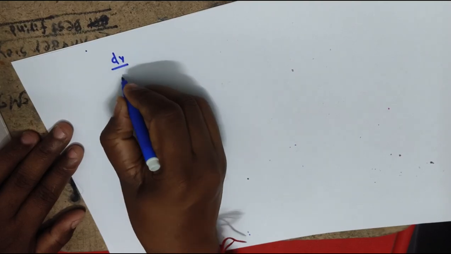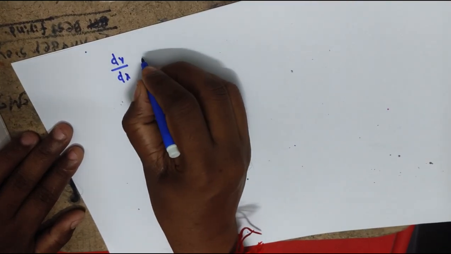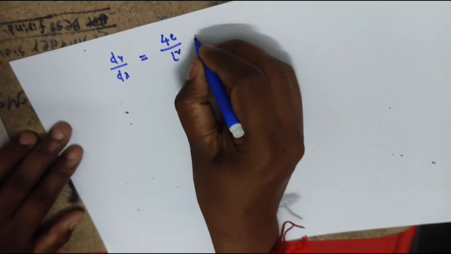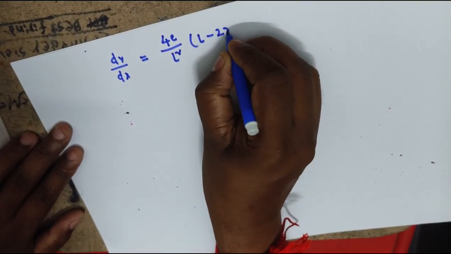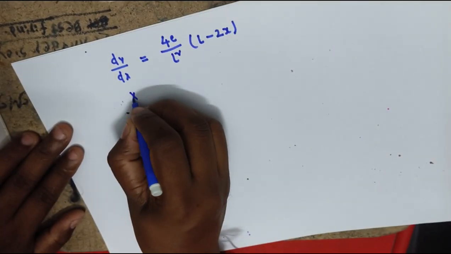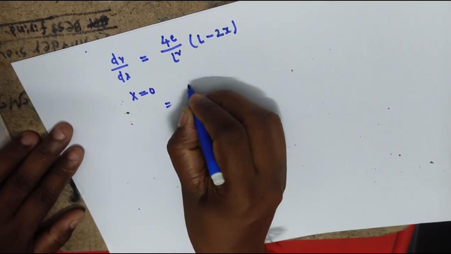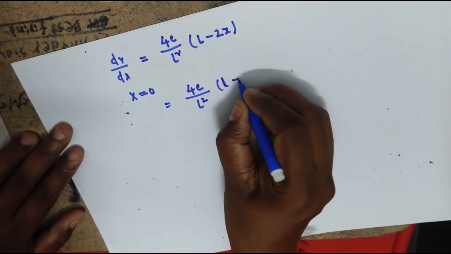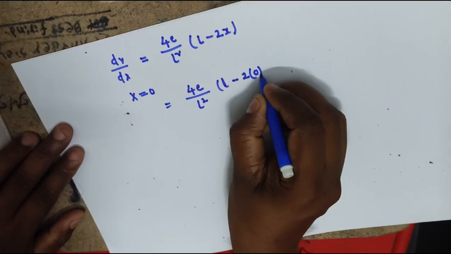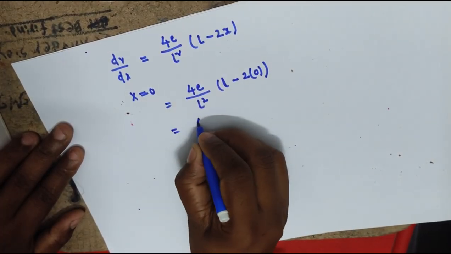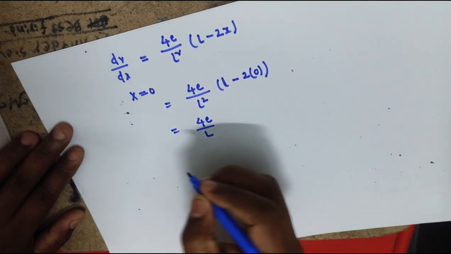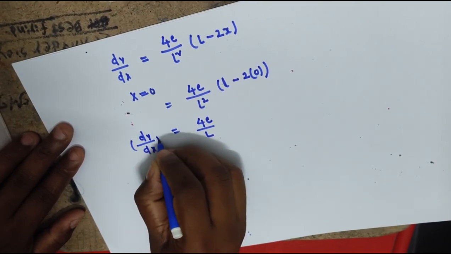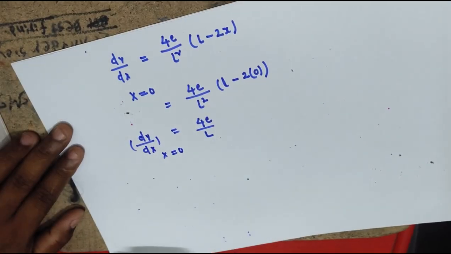dy by dx is equal to 4e by L square into (L minus 2x). Now for x equals 0, that is 4e by L square into (L minus 2 times 0), which is equal to 4e by L. This is the slope at the end. Slope at the end.